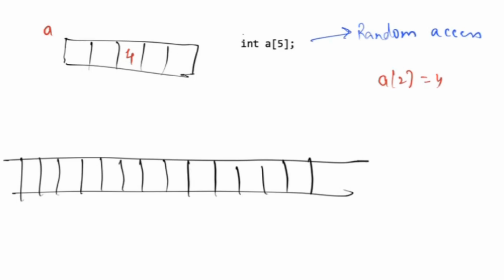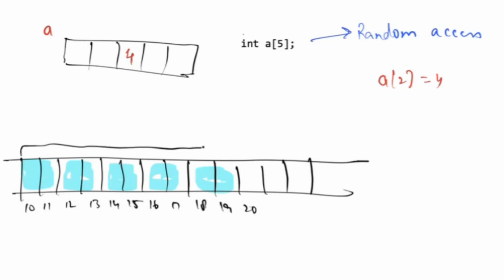So let's say integers are allocated 2 bytes of memory. So these 2 bytes are allocated to A[0], these 2 bytes are allocated to A[1], and these 2 bytes are allocated to A[2], A[3], and A[4]. Right? So let's say this is address 10, this is 11, this is 12, this is 13, this is 14, this is 15, this is 16, this is 17, this is 18, this is 19, and this is 20. So this entire memory from here till here is A.